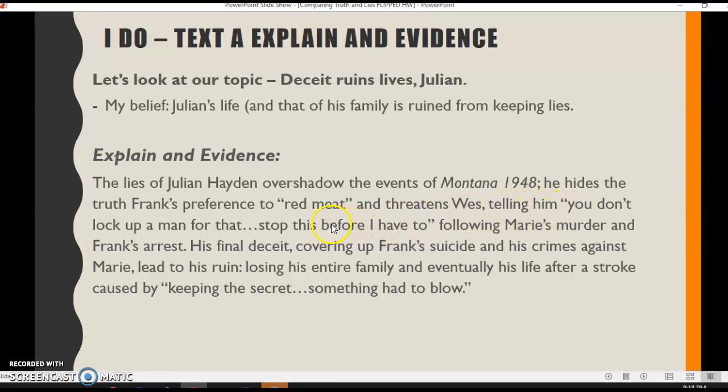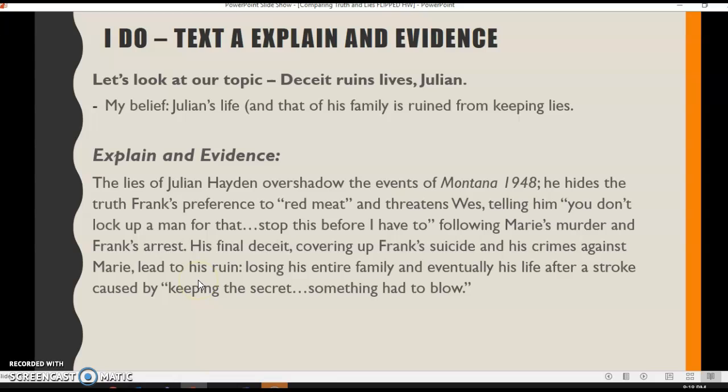He hides the truth of Frank's preference to red meat and threatens Wes, telling him, "You don't lock a man up for that. Stop this before I have to," following Mari's murder and Frank's arrest. His final deceit, covering up Frank's suicide and his crimes against Mari, leads to his ruin, losing his entire family and eventually his life after a stroke caused by keeping the secret.